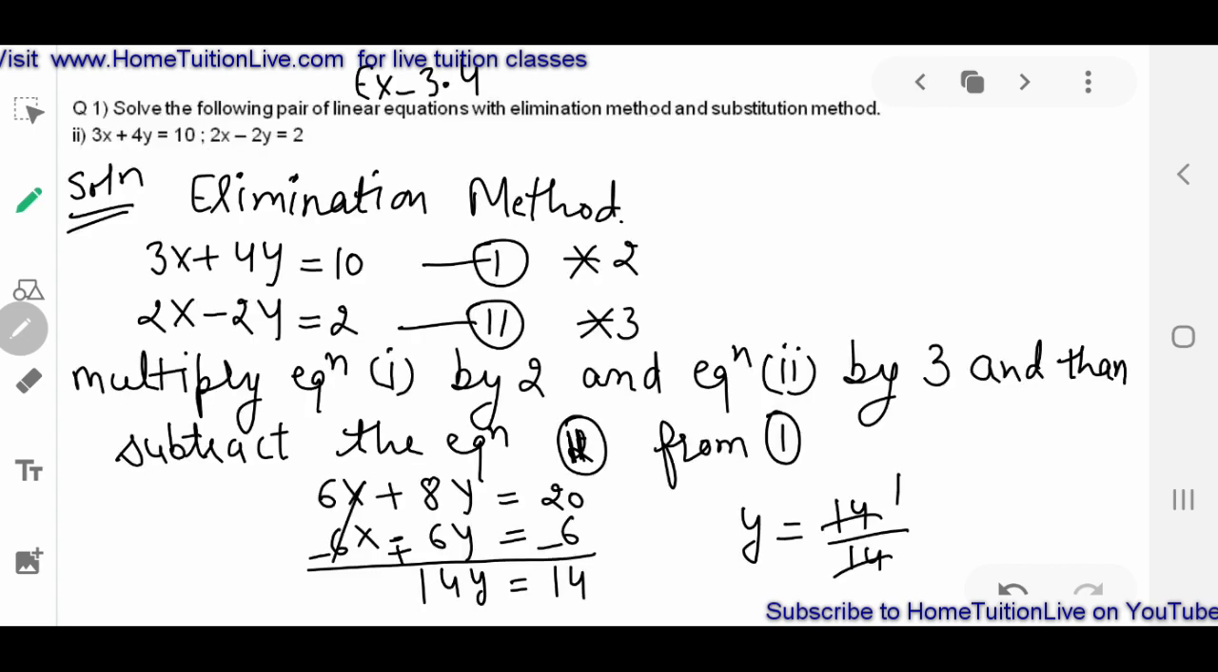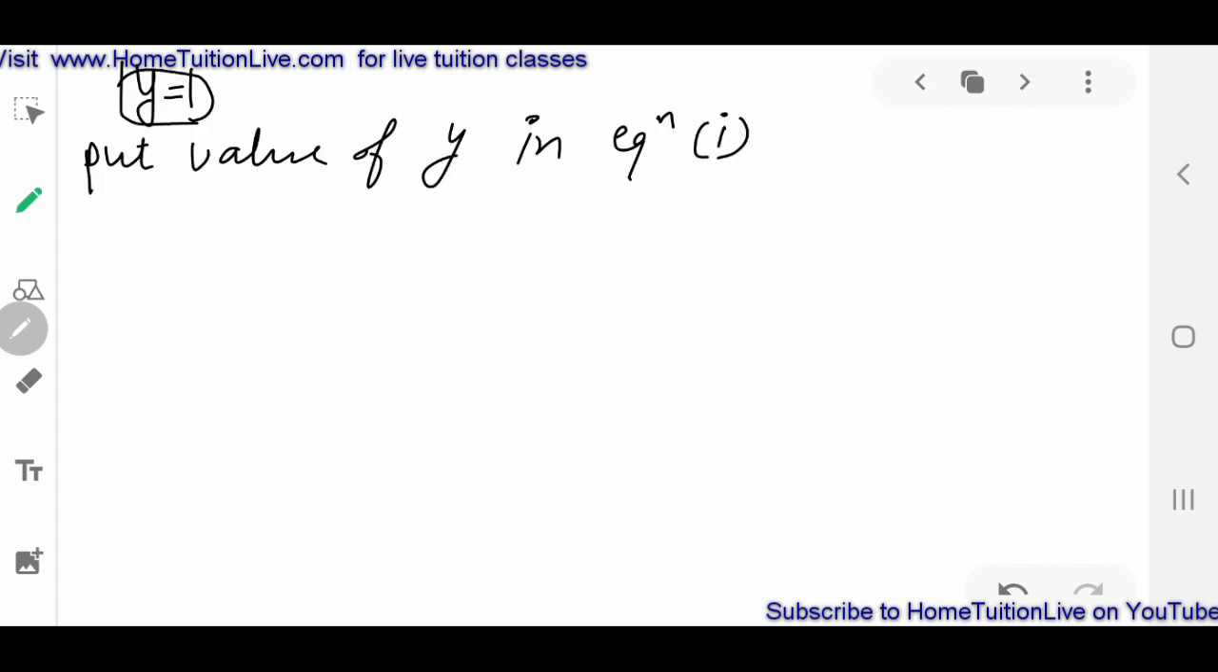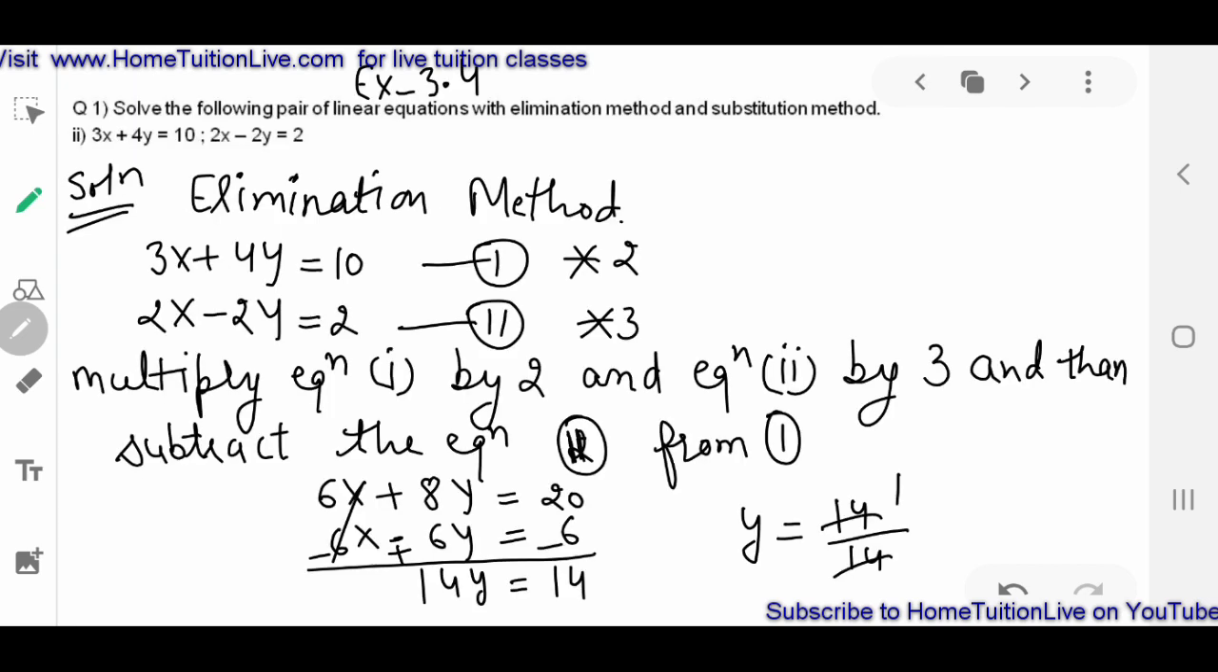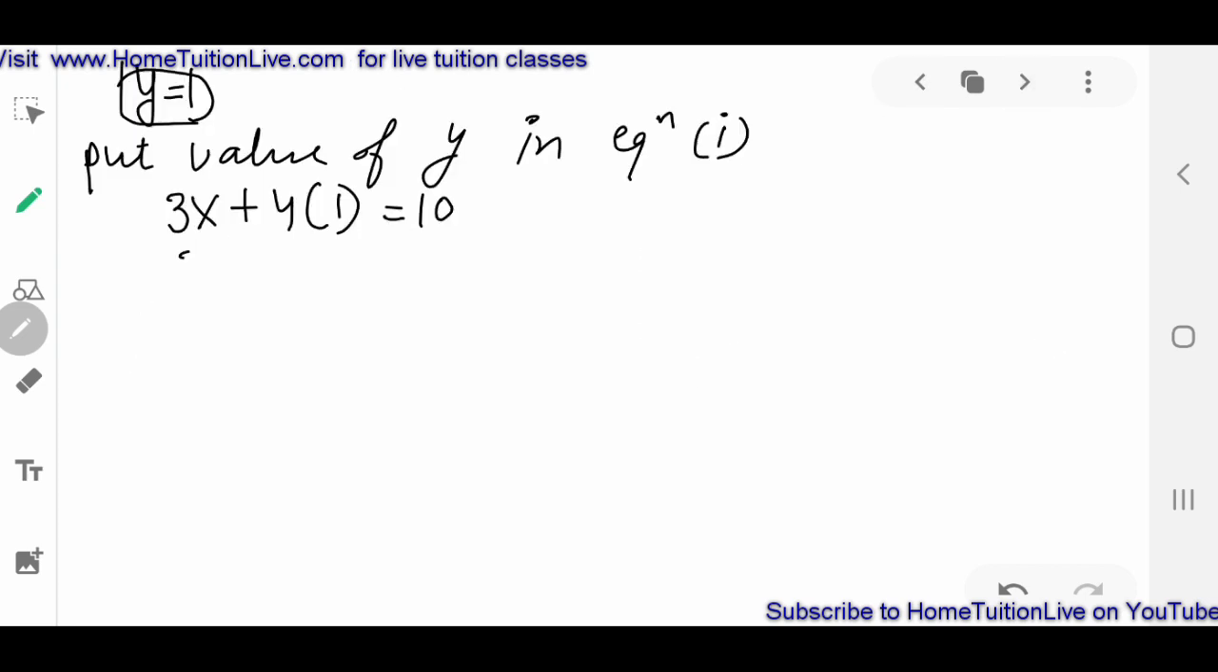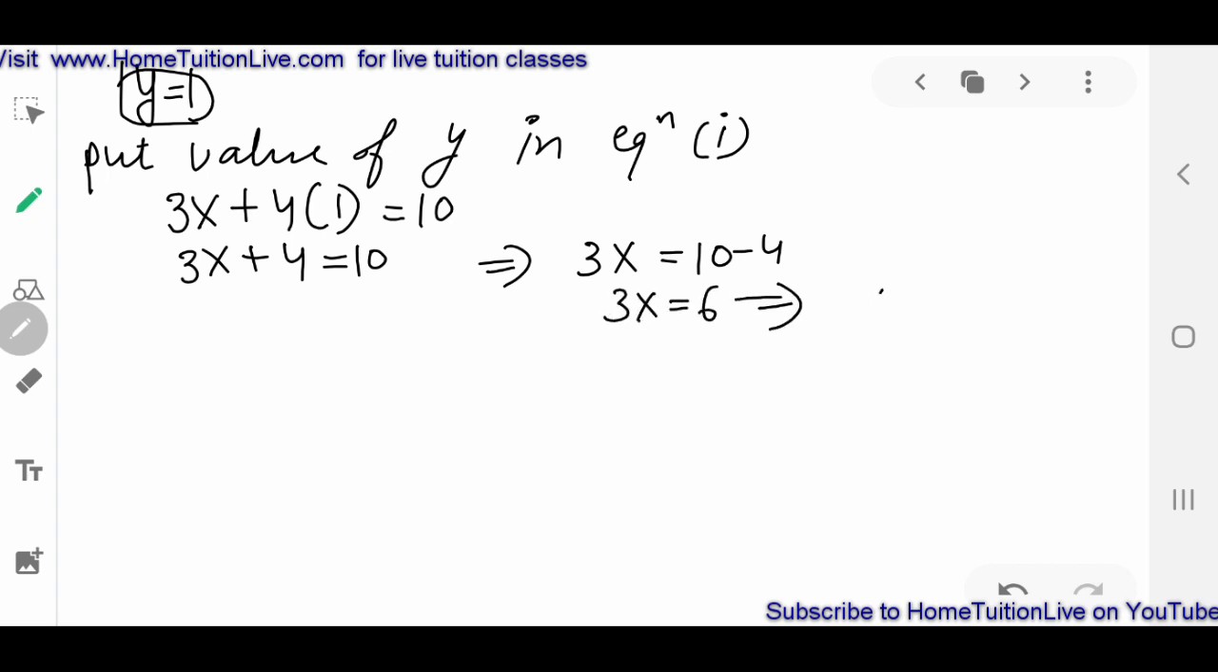What is the first equation? 3x plus 4y equals 10. Okay, now solve this. 3x plus 4 equals 10. 3x equals 10 minus 4. 3x is equal to 6. This implies x is equal to 2. So we have the x value and y value. Now the next method is substitution method.